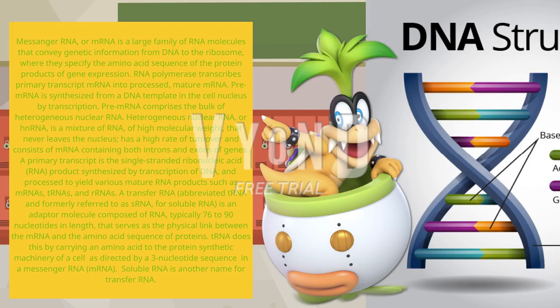Pre-mRNA comprises the bulk of heterogeneous nuclear RNA. Heterogeneous nuclear RNA, or hnRNA, is a mixture of RNA, of high molecular weight, that never leaves the nucleus, has a high rate of turnover and consists of mRNA containing both introns and exons of genes. A primary transcript is the single-stranded ribonucleic acid, RNA, product synthesized by transcription of DNA, and processed to yield various mature RNA products such as mRNAs, tRNAs, and rRNAs.